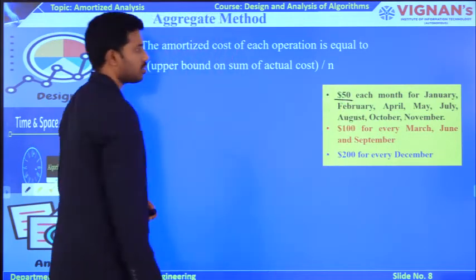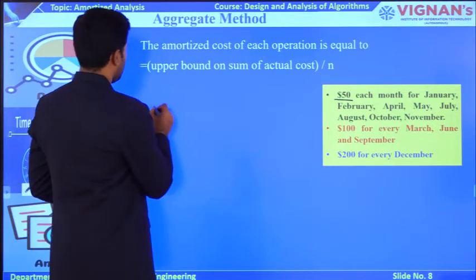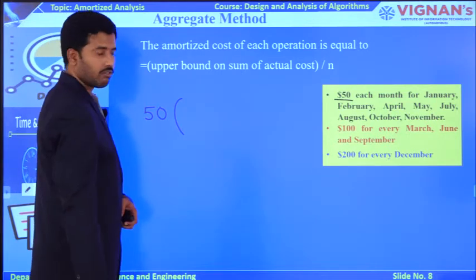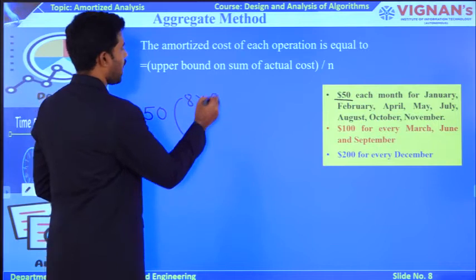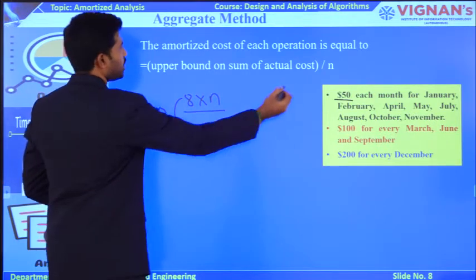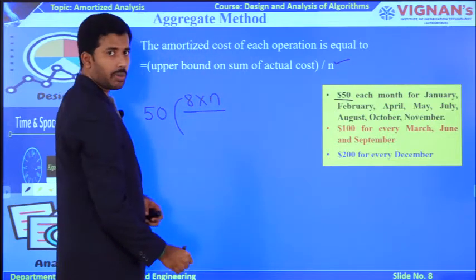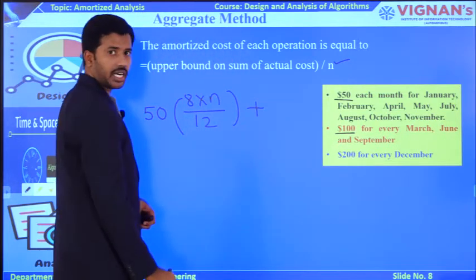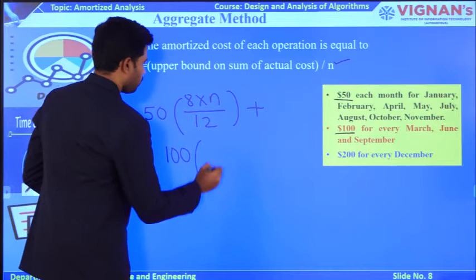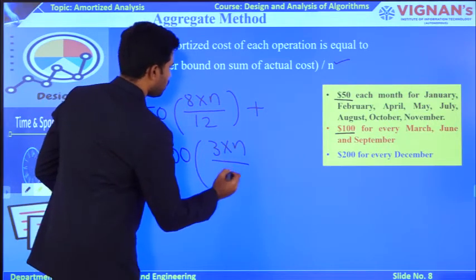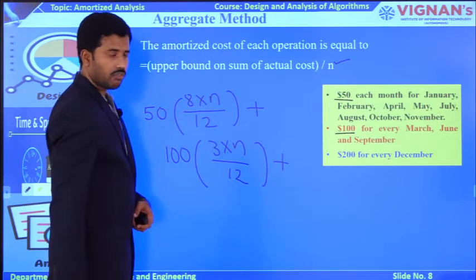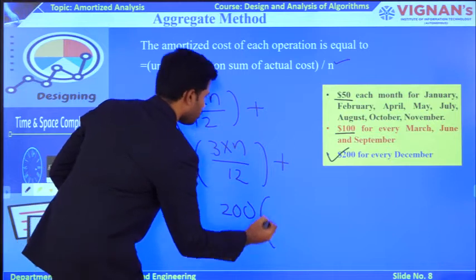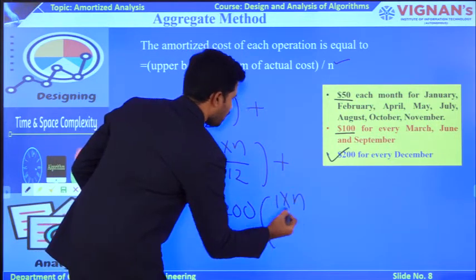Now, for how many months are they charging $50? They are charging $50 for 8 months. A year has n number of months, so what is the n value? Every year has how many months? 12 months. Plus, for how many months are they charging $100? For 3 months, by 12. Plus, for how many months are they charging $200? Only 1 month. So 200 into 1 into n by 12.